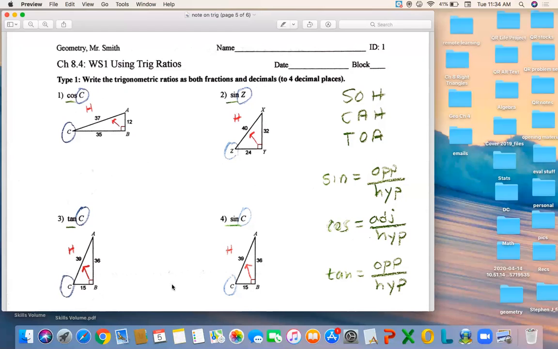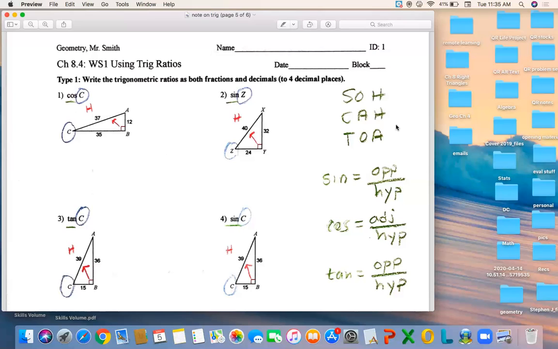First thing we always do with right triangles is find our right angle, go directly across from it to the longest side, and we label it as the hypotenuse. So I've done that in red in each of these four pictures. Next thing we want to do is look at what our trig function is in each example: cosine, sine, tangent, sine. And then we go to our ratio.